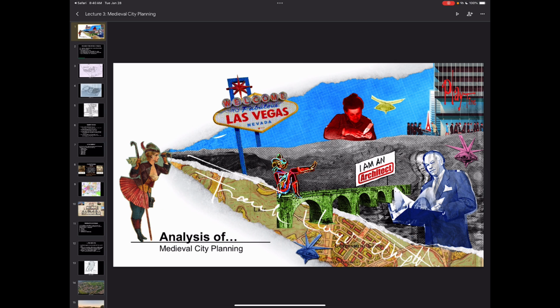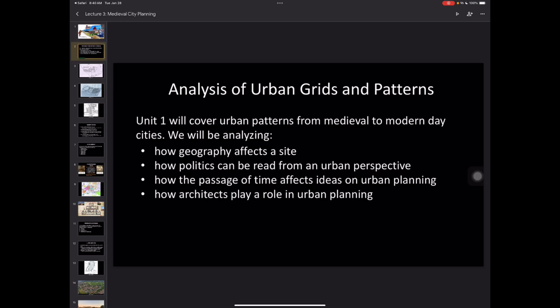Before we begin the unit, here is an overall view of what we're going to be doing. We're going to analyze how geography affects the site of a city and how its patterns sometimes reflect geographical features. We're also going to look at how politics can be read from an urban plan. You'll notice from today's lecture that politics play a huge role in what kind of buildings are in the center and the patterns that emerge. We're going to talk about how the passage of time affects urban planning.